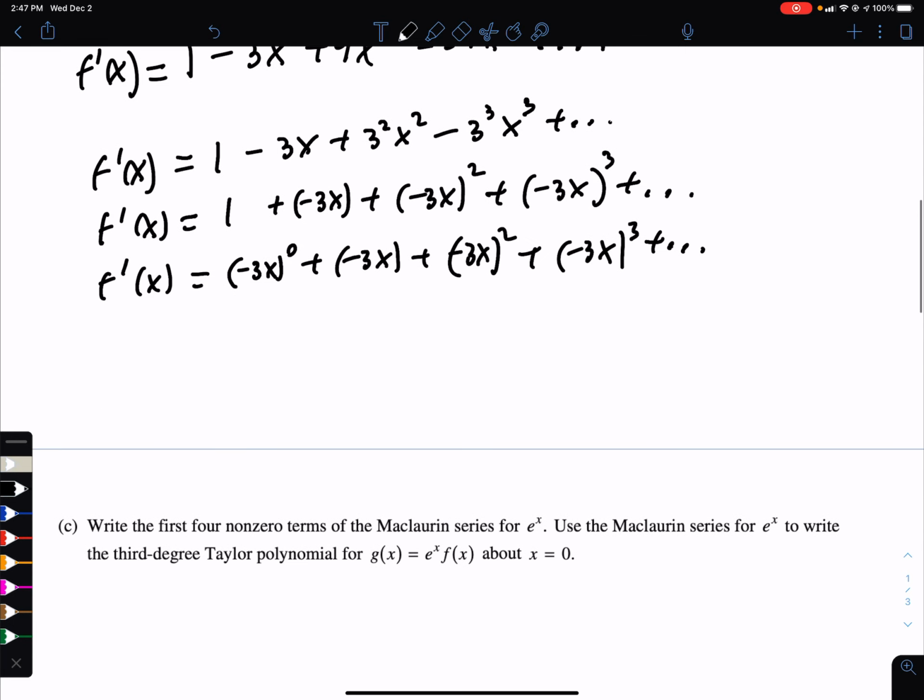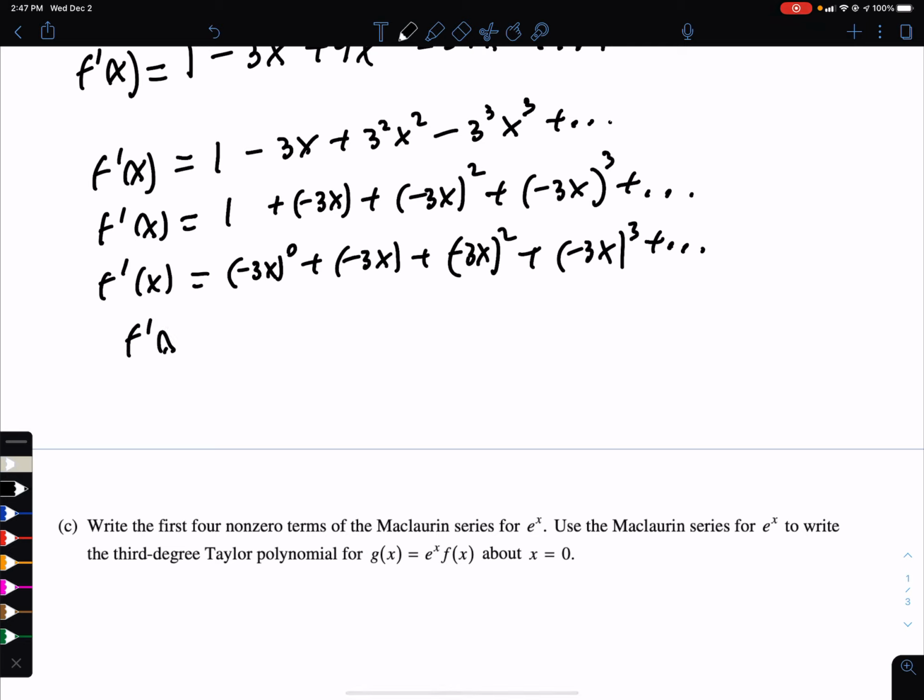Now, do you recognize that series? That is geometric, because to get from one term to the next, you multiply by negative 3x. To get to the next term, you multiply by negative 3x. To get to the next term, you multiply by negative 3x. So this is kind of weird. You just have to recognize some of your basic series.